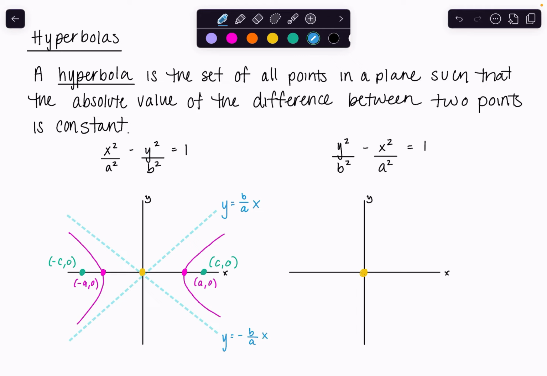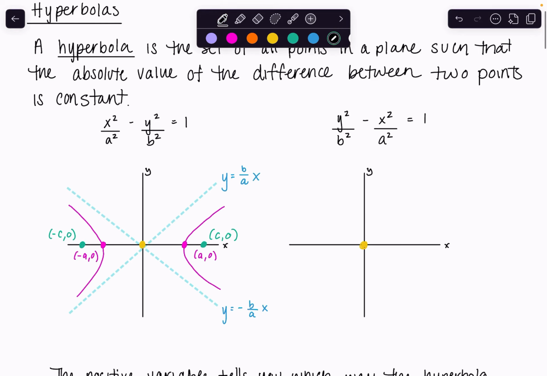So what happens is this axis is the one that all of the important information lies on because the x is positive. That axis is called the transverse axis. So here the transverse axis is in the x direction.